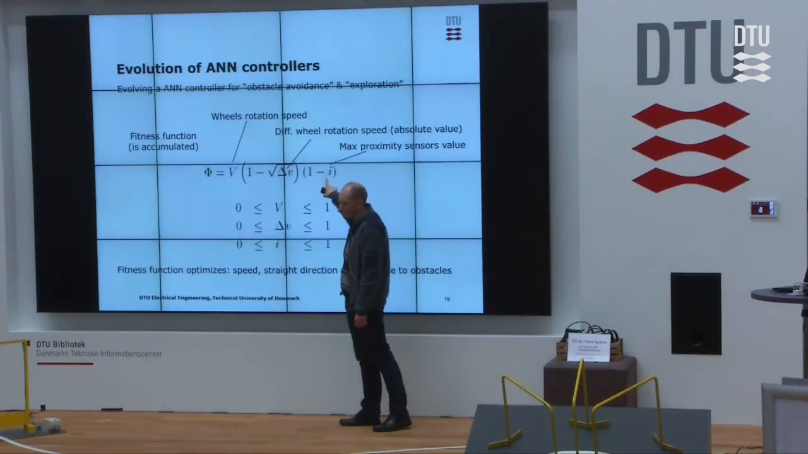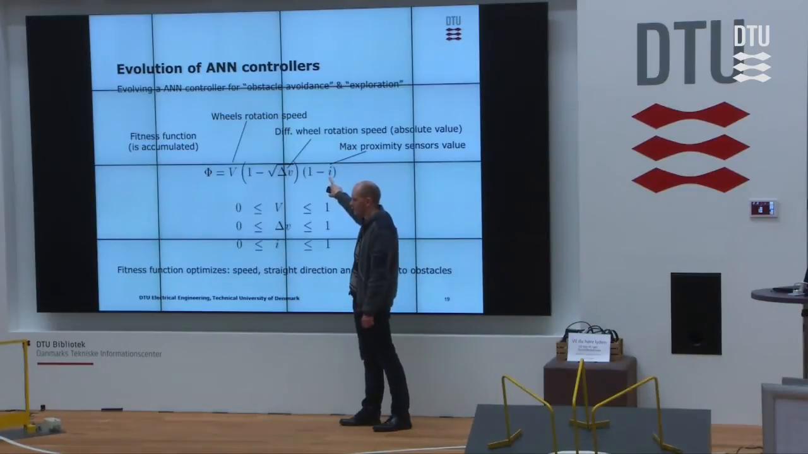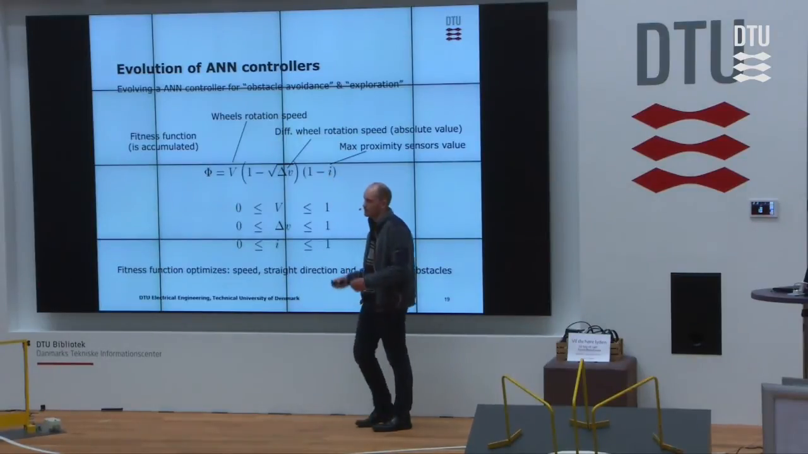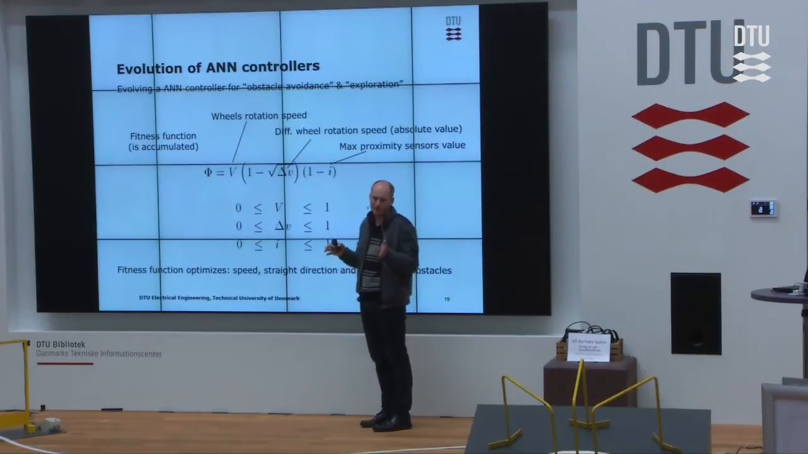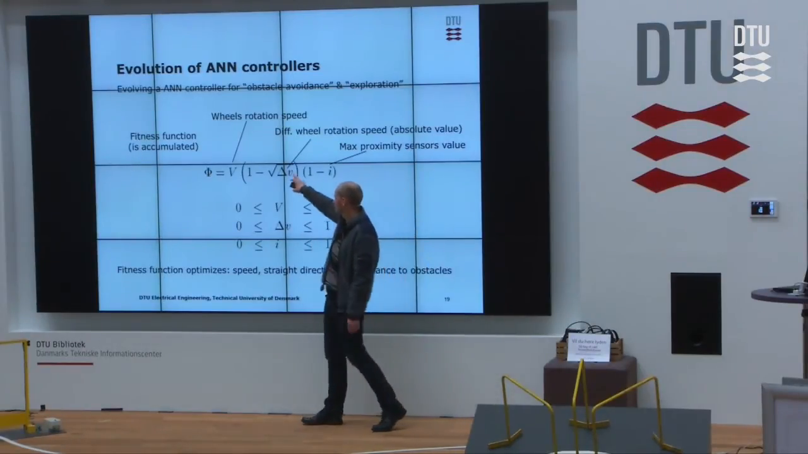well, you want to minimize the proximity sensor value. So this is the value of the highest proximity sensor. If you minimize that value, it means that you will stay as far away from the edges of the arena as possible. So this is the fitness function they used.